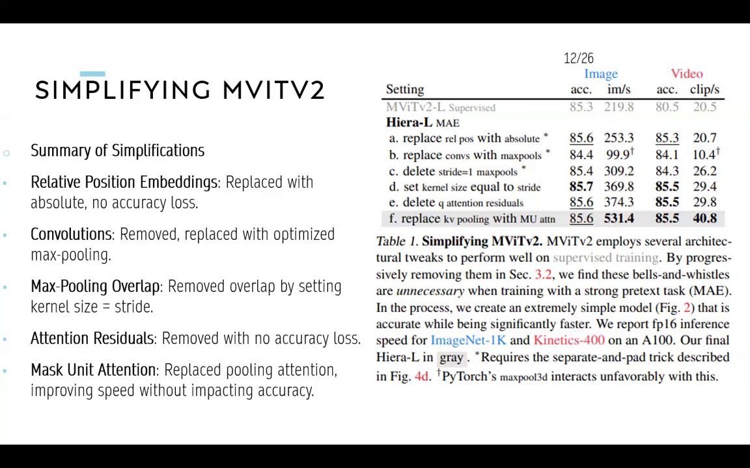You don't have to look too much into the numbers or anything, but all you need to understand is they replaced a lot of what made MViT2 MViT2 with some default applications. For example, they replaced relative position embeddings, they replaced convolutions, they replaced max attention residuals, and they added something which I'm going to get to in a second, called mask unit attention. Essentially what you need to understand from all this is that by stripping out all of these things, it was still able to retain the accuracy and even improve the speed by a lot, but it didn't have to give up anything in sacrifices. And this is because of masked autoencoding, which I'll also get into in a sec.